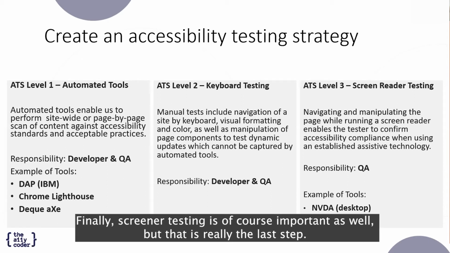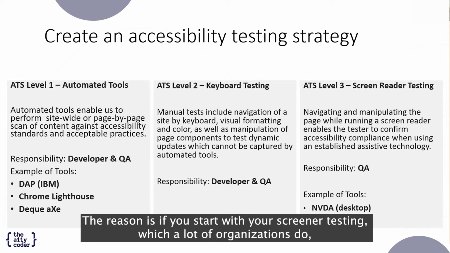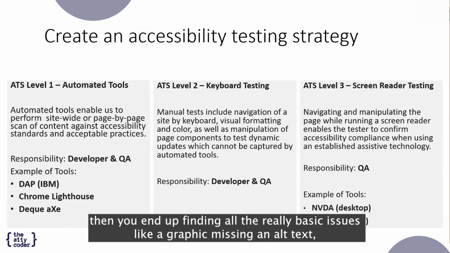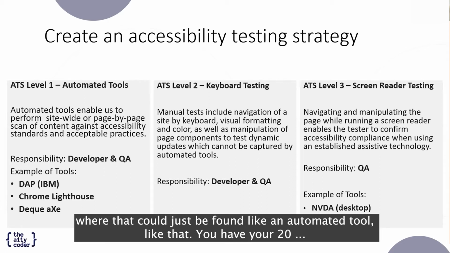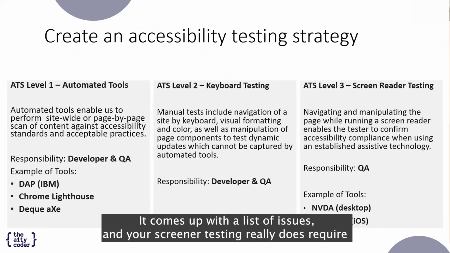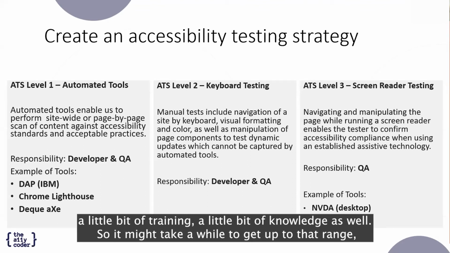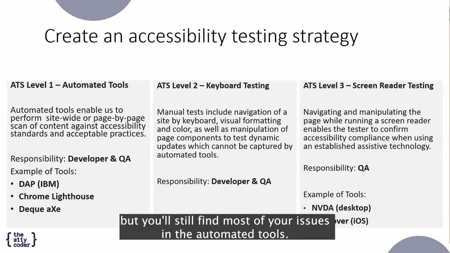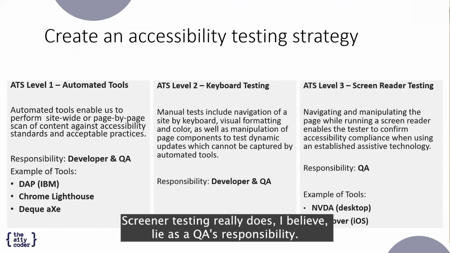And finally, screen reader testing is of course important as well, but that is really the last step. The reason is, if you start with your screen reader testing, which a lot of organizations do, then you end up finding all the really basic issues, like a graphic missing alt text, which could just be found by an automated tool. Screen reader testing really does require a little bit of training and knowledge. So it might take a while to get up to that range, but you'll still find most of your issues in the automated tools. Screen reader testing really does, I believe, lie as a QA's responsibility.